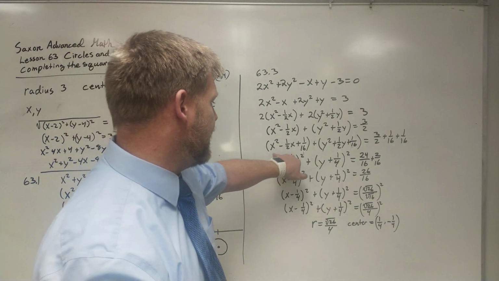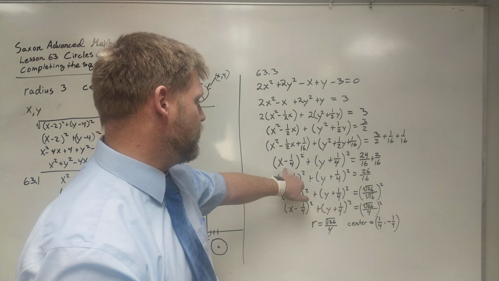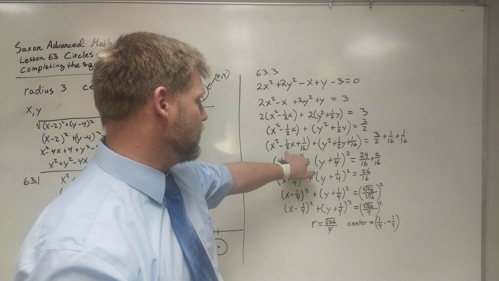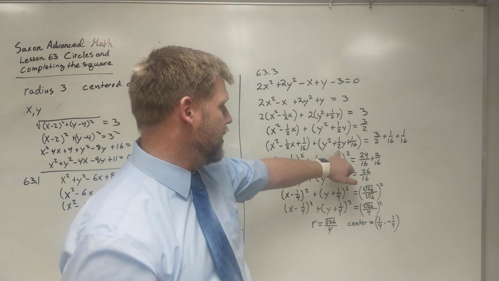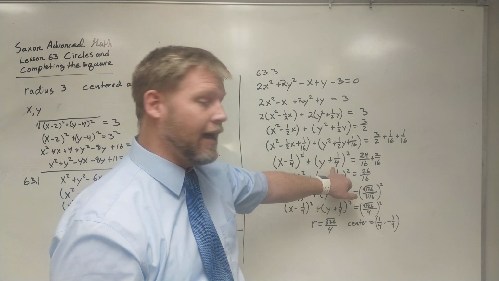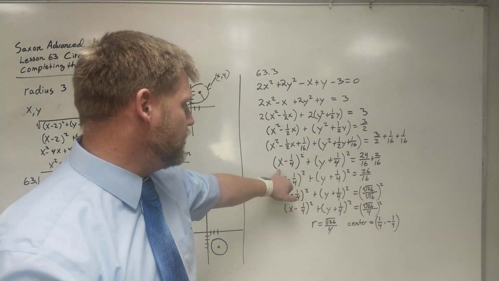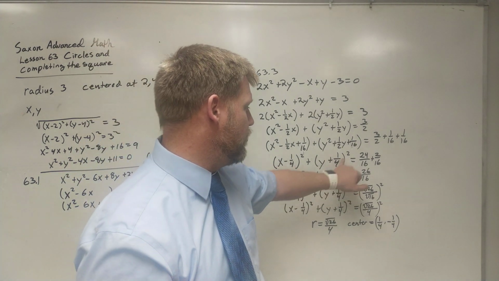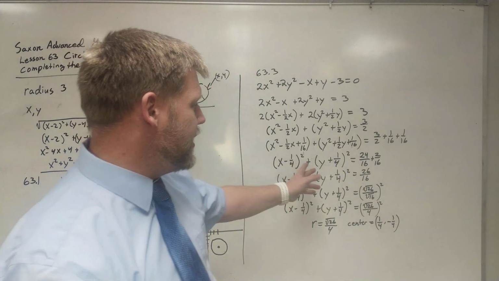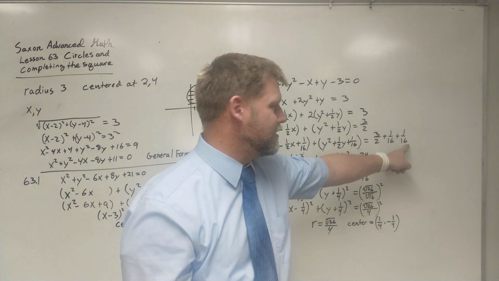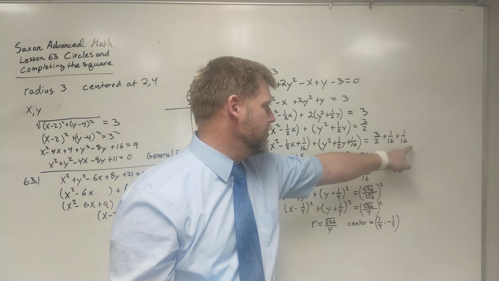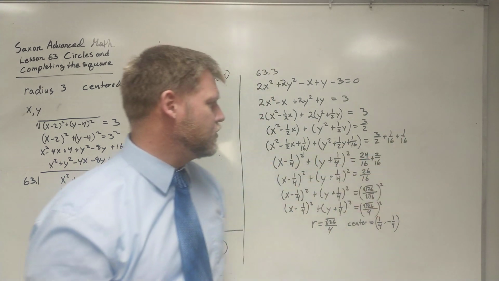Because now I can rewrite this as x minus 1/4 squared, right? Because it's always half the middle term. And this one, half of 1/2 is 1/4, so it's still half of the middle term. So it's x minus 1/4 squared, y plus 1/4 squared. But on the right-hand side, I have to add my 16ths back, right? So I have the 2 16ths. 1/16 plus 1/16 is 2 16ths.